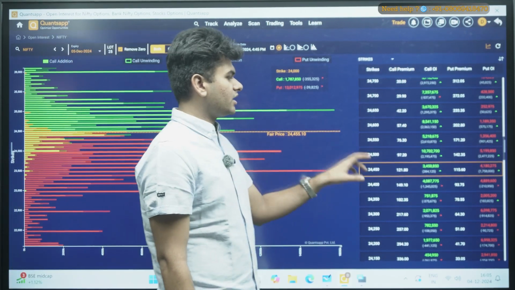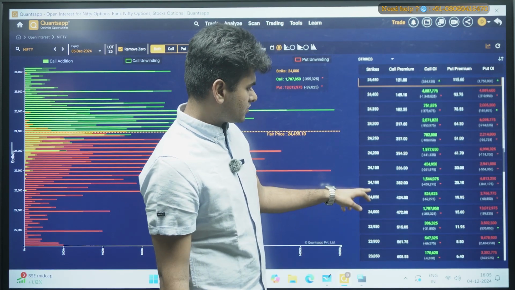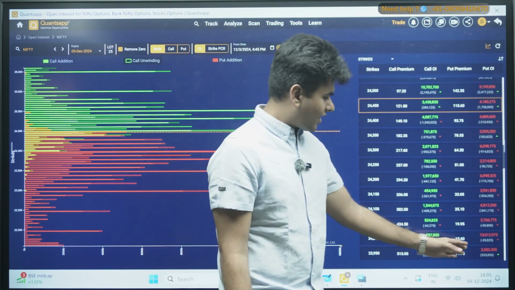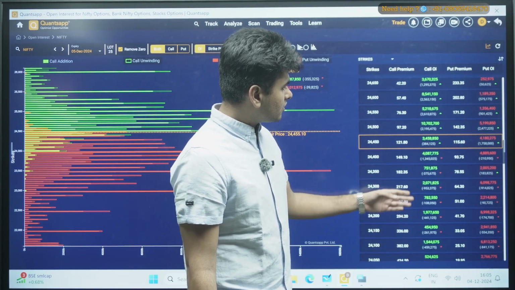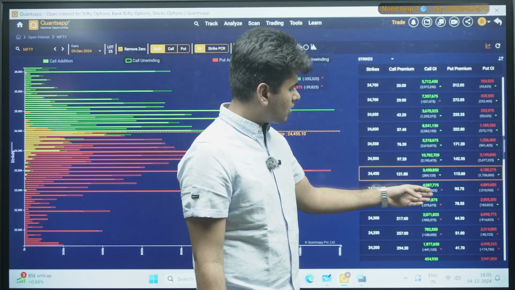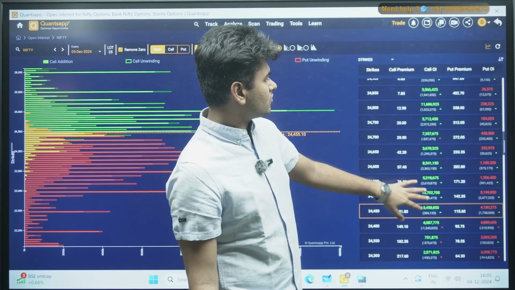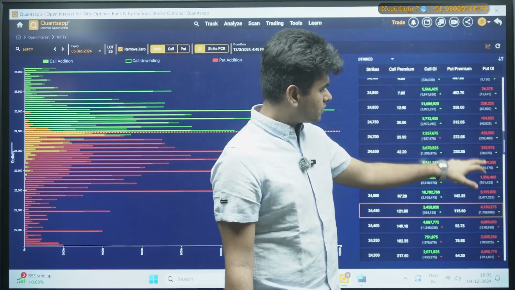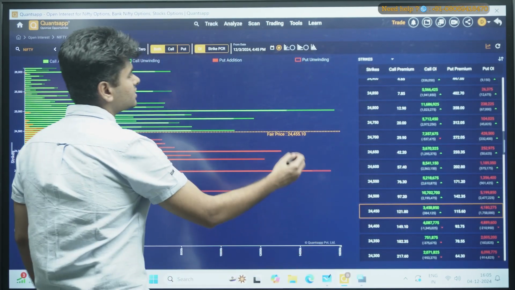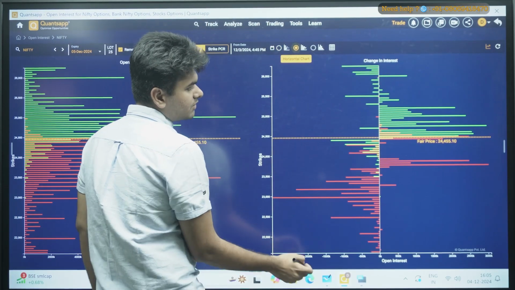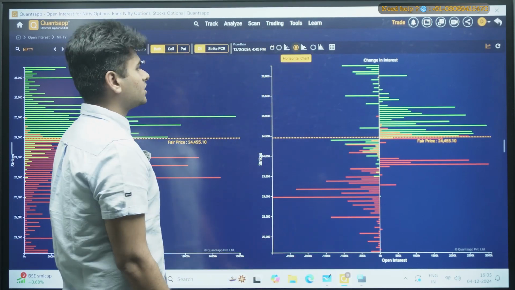There is a little unwinding on both sides here, because the level has gone a little far. So we are seeing unwinding at both sides. But as you can see, many calls have been unwound in the money levels, and out of the money levels we are seeing good positions being created on both sides. On the put side, you can see there is a build up overall. If we see the change in OI, the put side is seeing build up overall. So we can see the shift is going on the upper side.